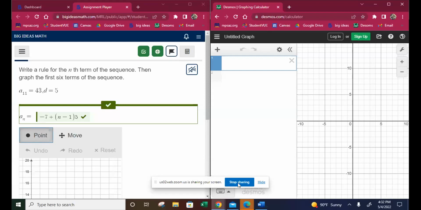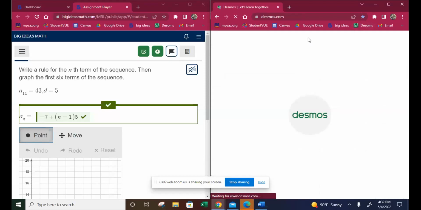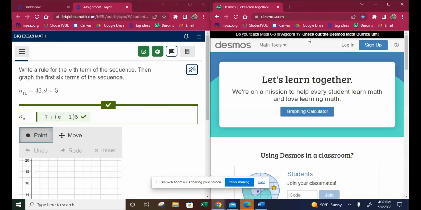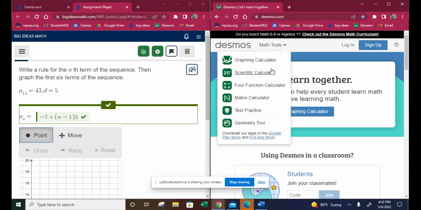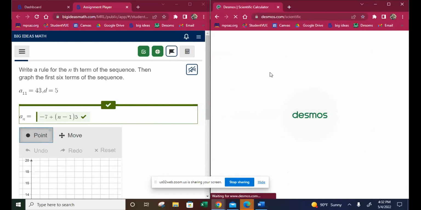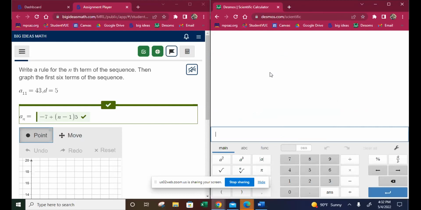So on the right, could you go back to the Desmos Scientific? Okay. Yeah, the other one. Scroll down, it's the second one. Yeah, it's the scientific calculator. Okay, so type in n equals 1, letter n equals 1, hit enter, and then type in -7 plus parentheses n minus 1 times 5, close parentheses, times 5.